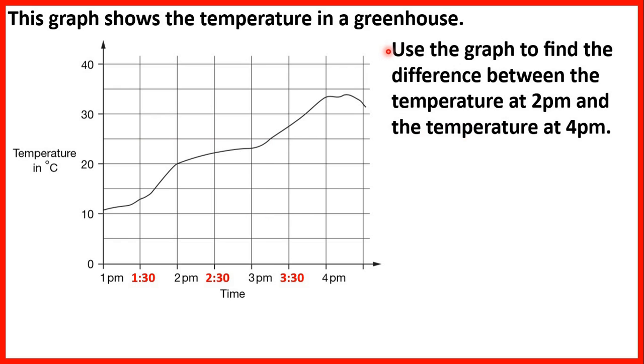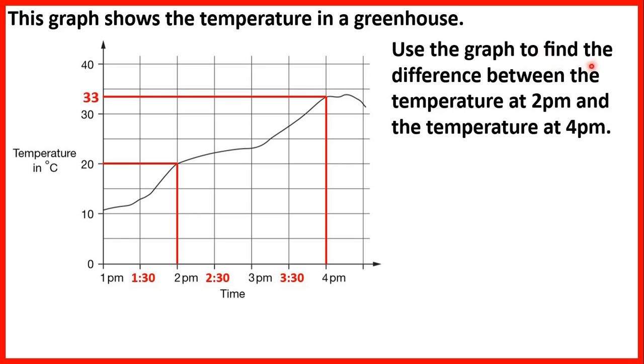Now use the graph to find the difference between the temperature at 2 p.m. and the temperature at 4 p.m. So we can find 2 p.m., draw a line up, and then we can see that the temperature at 2 p.m. was 20 degrees. Now if we find 4 p.m., we can go up and across, and we can see that that's between 30 and 35. But it's closer to 35 than it is to 30. So I would estimate that that's about 33 degrees.